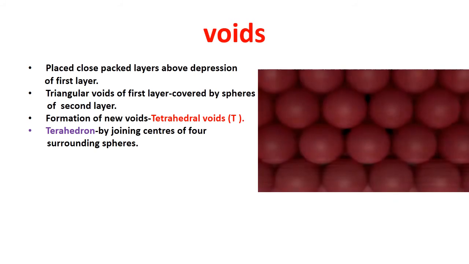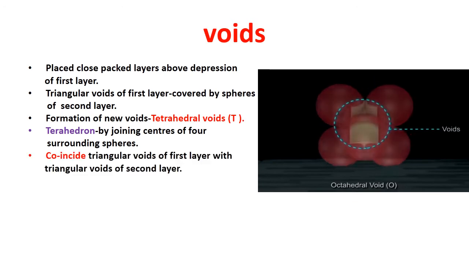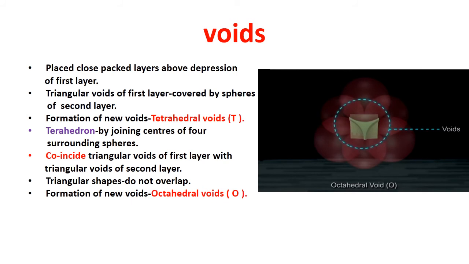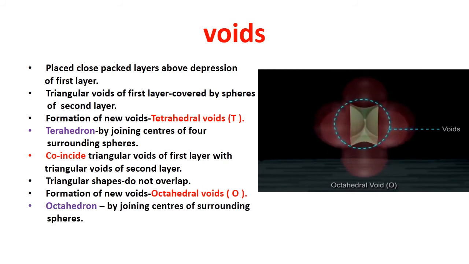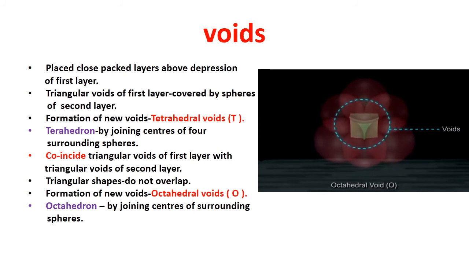At other places we will notice that the triangular voids of the first layer coincide with the triangular voids of the second layer, and in this case their triangular shapes do not overlap with each other. At such places another type of void is formed, known as an octahedral void, denoted by O, since an octahedron is formed by joining the centers of the surrounding spheres which are present in the layers.